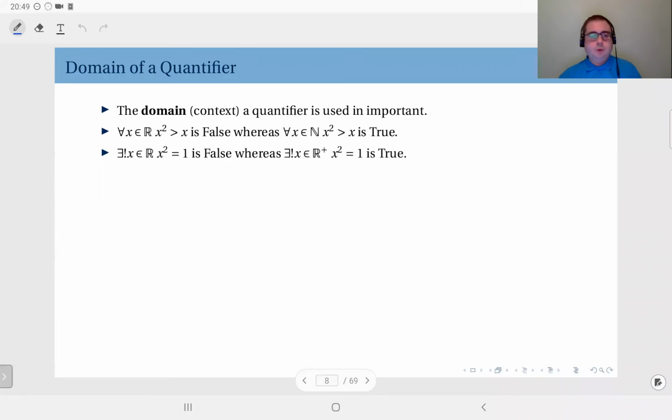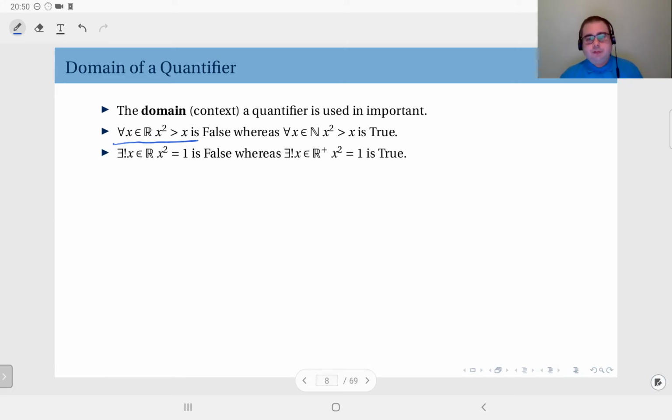Okay, the domain of a quantifier, or sometimes you can also refer to this as the context, is quite important because it can determine the truth value of the statement. See, for instance, this statement: for all x real, x squared is greater than x is false. Why? Because when x takes values between 0 and 1, this statement is not satisfied. And of course, there are real numbers between 0 and 1. Therefore, there are x values that violate this statement, which means the statement is false.